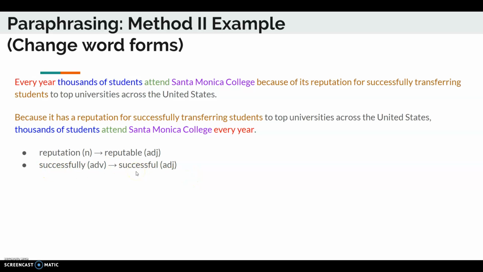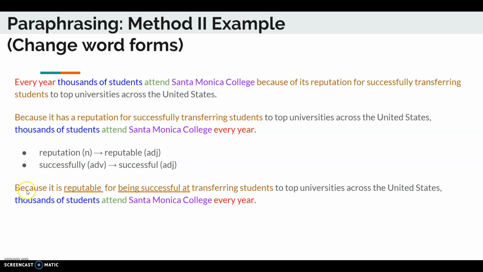But of course we can't just replace these different word forms in these sentences. We need to change the grammar around these words too in order for these two word forms to fit correctly into the paraphrase. So we can add it like this, because it is reputable for being successful at transferring students to top universities across the United States.